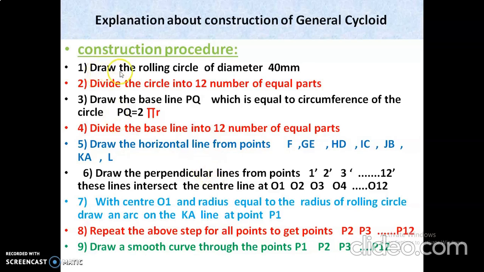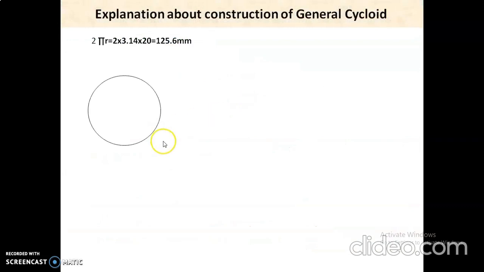So first point is what? Draw the rolling circle of diameter 40 mm. First we need to draw the circle of diameter 40 mm. Next, divide this circle into 12 equal parts. Already we know how to divide a circle into 12 equal parts by using the circle dividing method. So from the base point, draw the baseline. This is the baseline PQ.